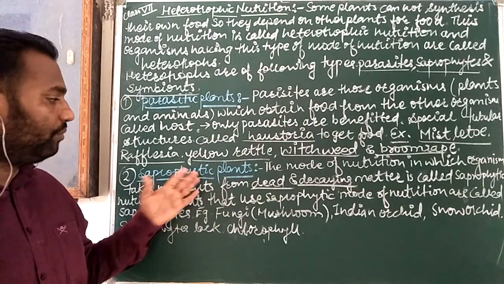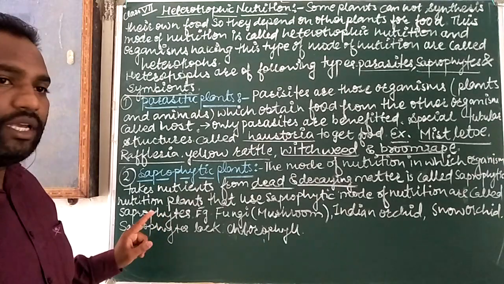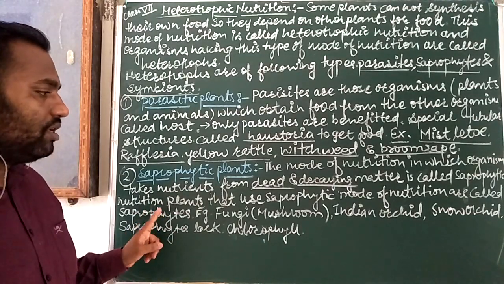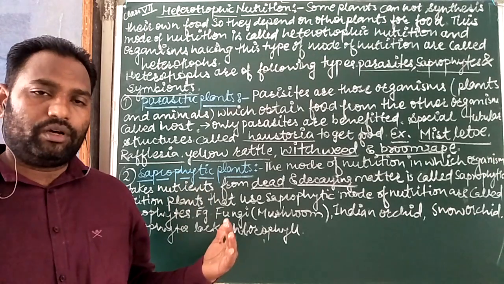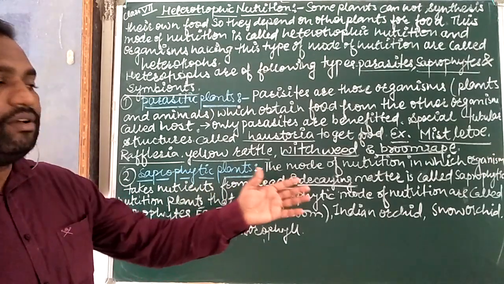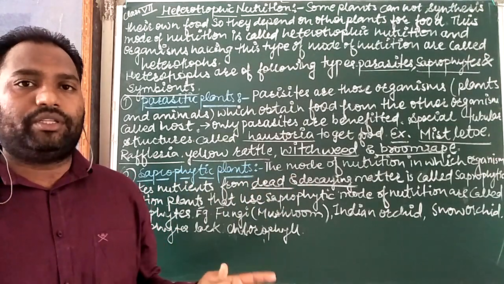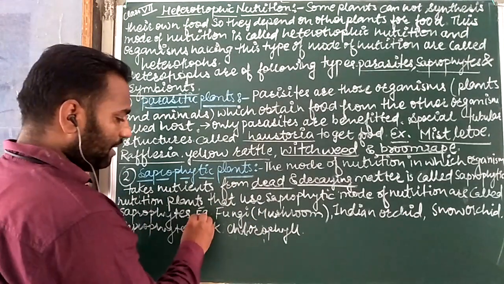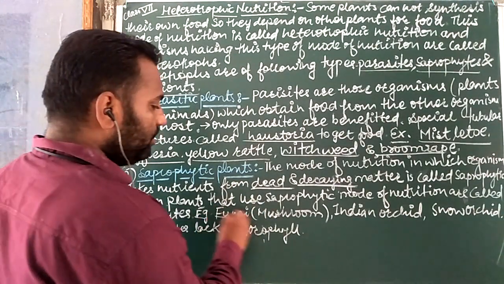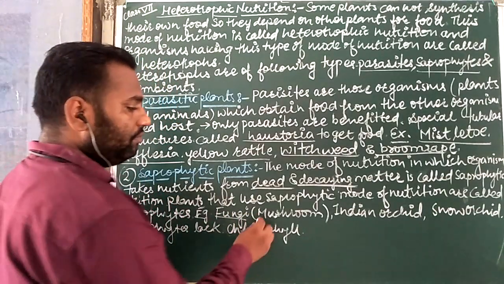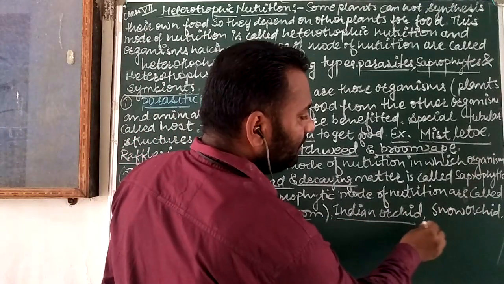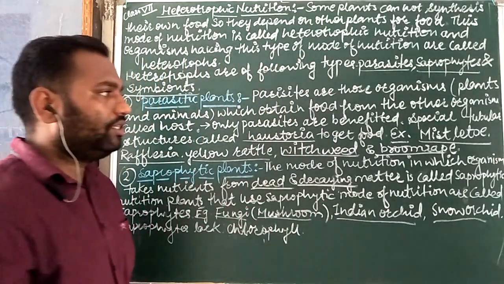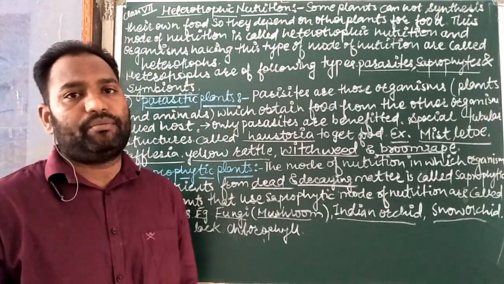Okay, those that synthesize their own food are known as autotrophs, and those that don't are saprophytes. Okay, you know about that. What is a saprophyte? Saprophytes are the plants which have a saprophytic mode of nutrition. Some examples for this are fungi, mushrooms, Indian orchid and snow orchid. So these are the examples for the saprophytic mode of nutrition.